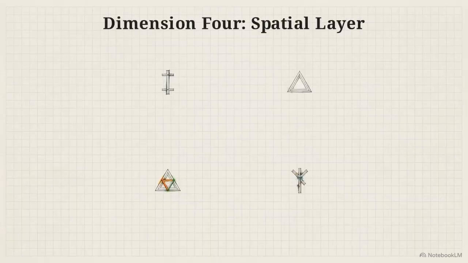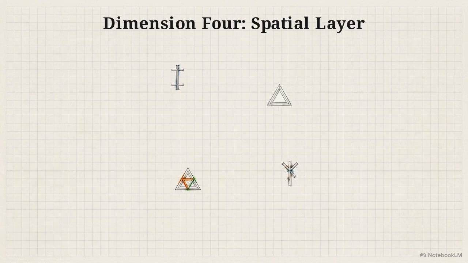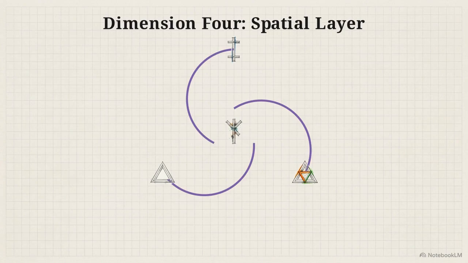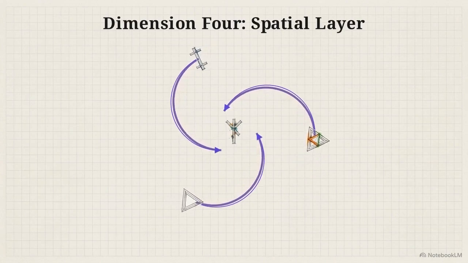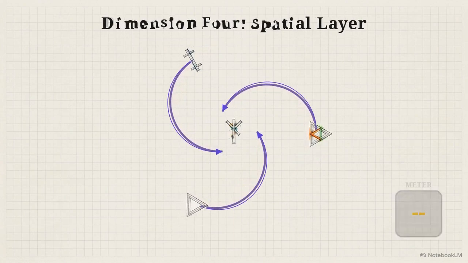We then apply dimension 4, the spatial layer. This acts as the architectural syntax, determining voice and focus. This specific spiral inward geometry physically models convergence and the passive voice. The action flows from the outer pulse, focusing entirely on the target in the center.